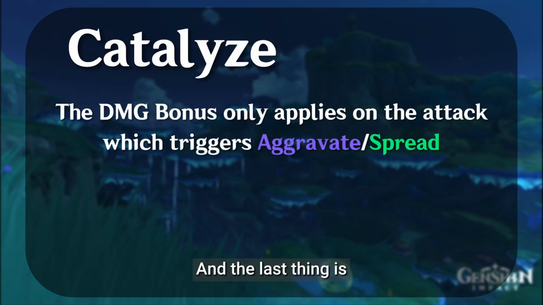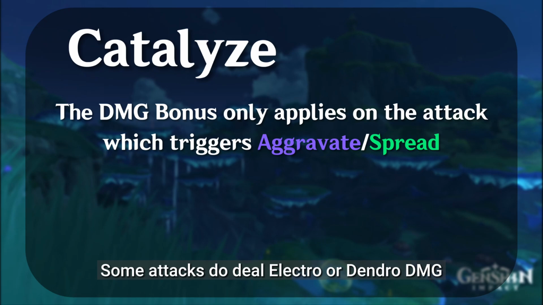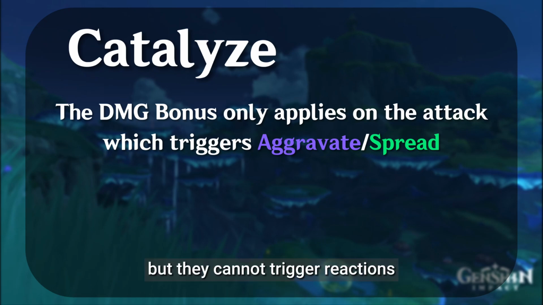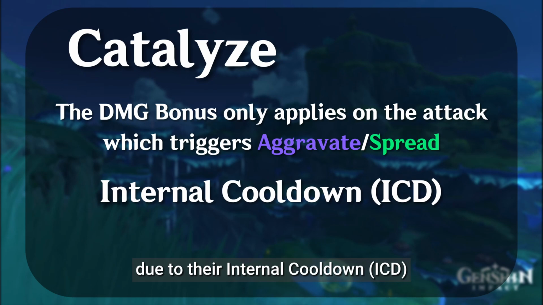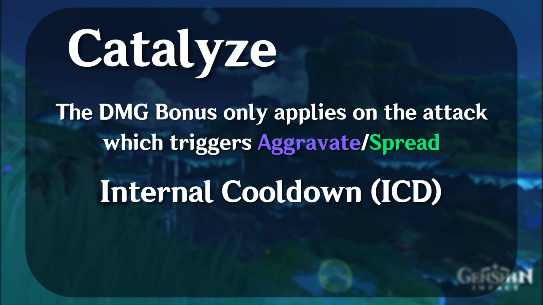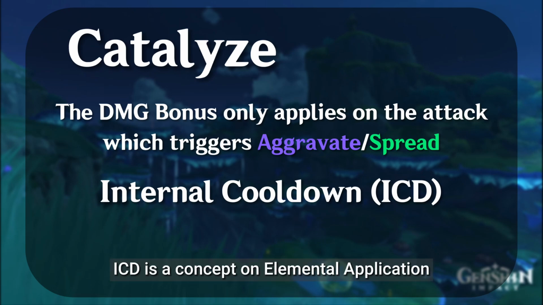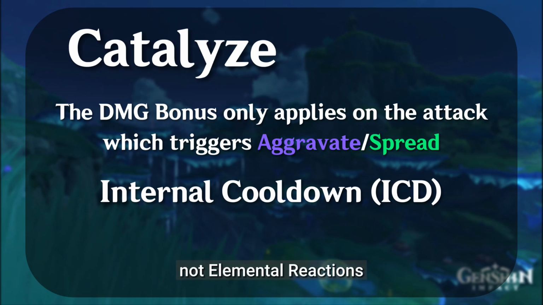And the last thing is, the damage increase only works on the attack that triggers the reaction. Some attacks do deal Electro or Dendro damage, but they cannot trigger reactions due to their internal cooldown. In this case, the damage boost won't be applied. ICD is also a very important concept in elemental gauge theory, but I'm not going to extend it too much here. Just keep in mind that not every elemental attack can apply elements. Also, ICD is a concept on elemental application, not elemental reactions. Then, let's take a look at the following clip to verify our theory.